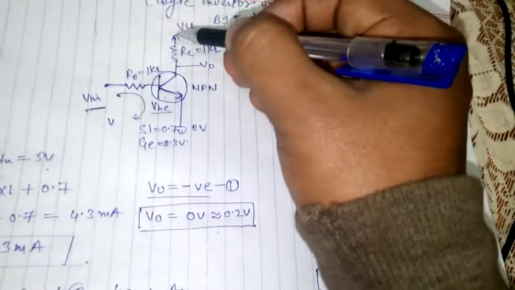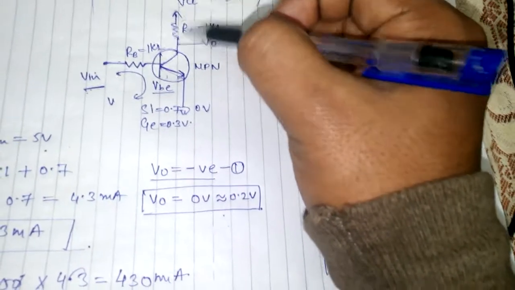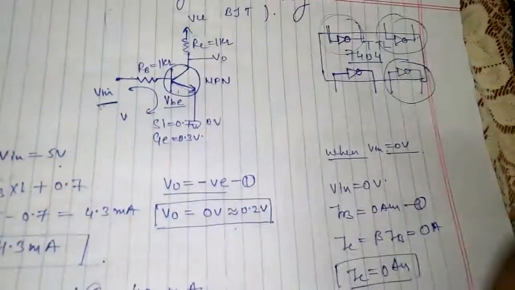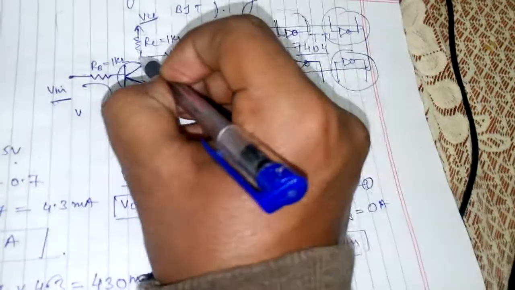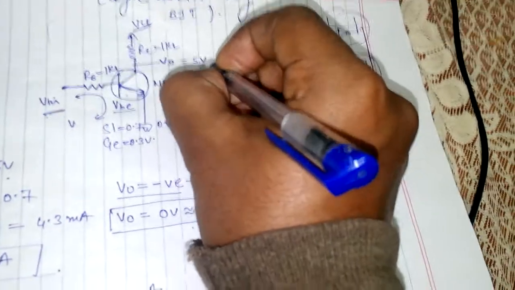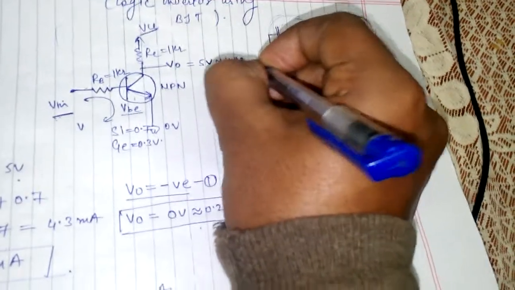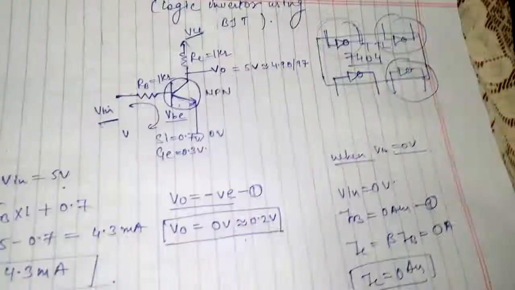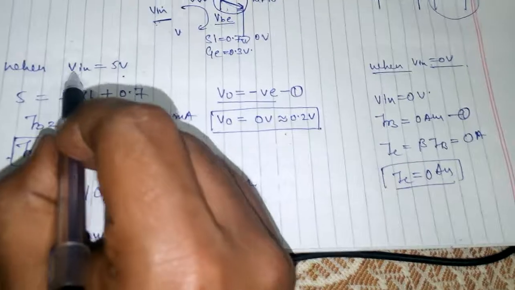If there is no current flowing through this path, there is no voltage drop across the collector resistor. If there is no voltage drop, then whatever the voltage is here will automatically appear at the output, which will be 5 volts, but practically it will be 4.98 or 4.97 something.